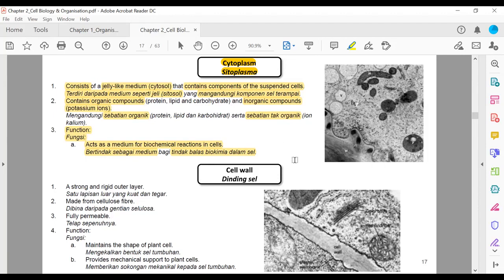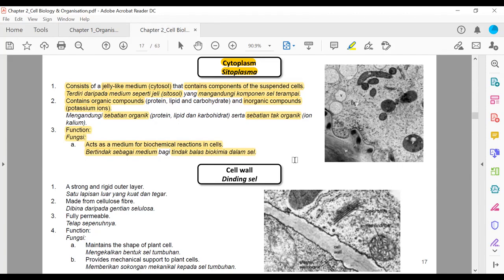Bertindak sebagai tempat di mana tindak balas kimia, biochemical reaction. Tindak balas kimia berlaku dalam sel kita. So cytoplasm is the place where all these chemical reactions go on in the cell. Itu maksud dia. That is the meaning.